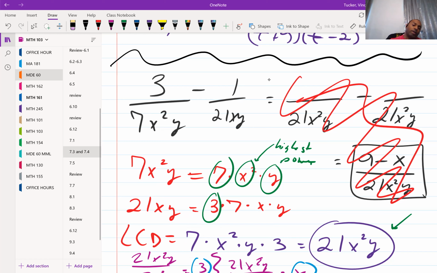All right. So you break down each number, each part, I should say. And then each different piece is going to be a part of your LCD. If there's a power involved, you take the highest power. That's why we chose x squared instead of that x. And that is your LCD. So before we go any further, is everybody okay with how we got the LCD? And of course, for the LCD, you multiply them together. We got 21x squared y.